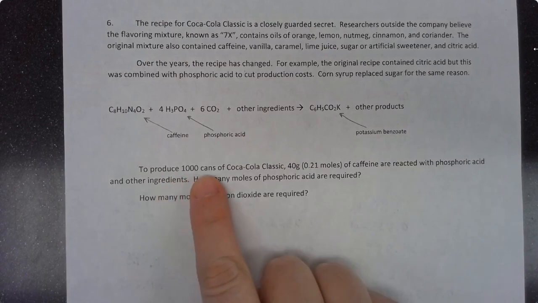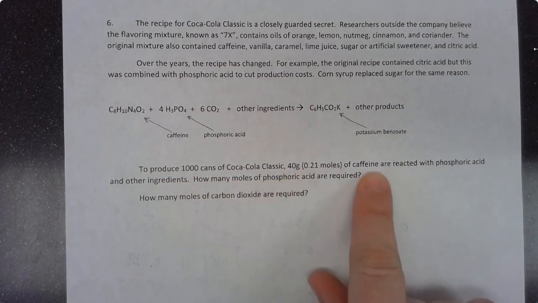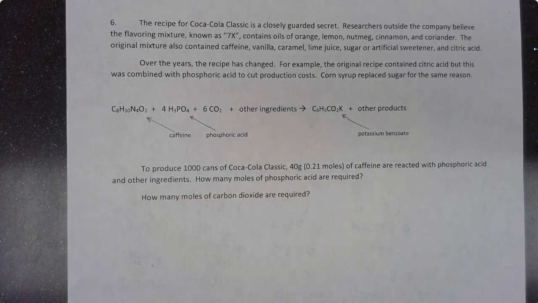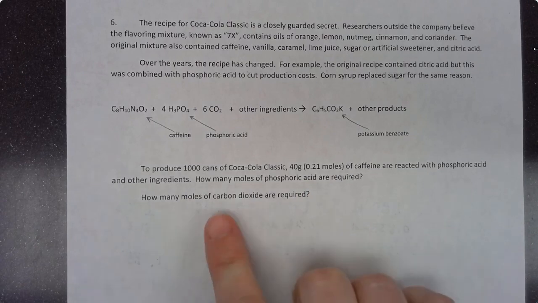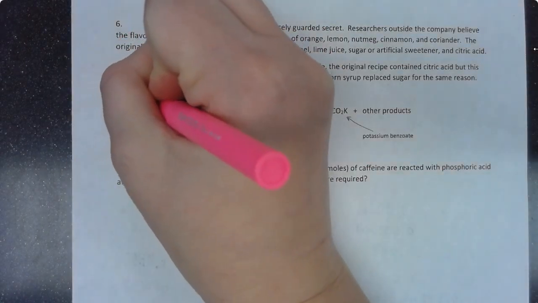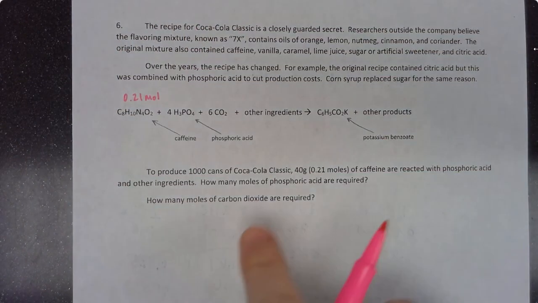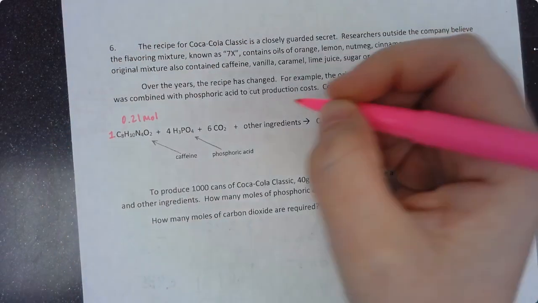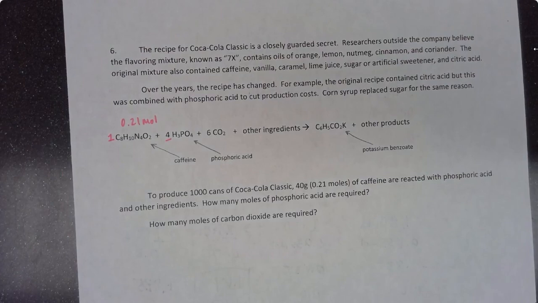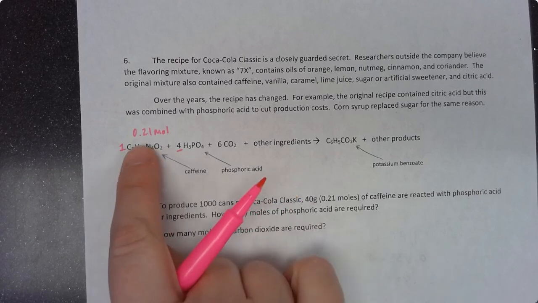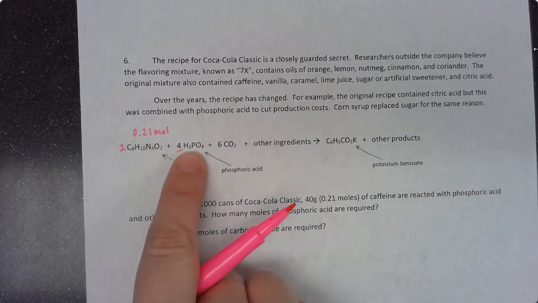To produce 1,000 cans of Coca-Cola Classic, 40 grams of caffeine are reacted with phosphoric acid and other ingredients. How many moles of phosphoric acid are required? Okay, the fastest way to do that is to say caffeine is going to be 0.21 moles, right? And it's asking us about phosphoric acid. Caffeine has a coefficient of 1. Phosphoric acid has a coefficient of 4. So the number of moles of phosphoric acid in a 1-to-4 ratio is 0.21 to 0.84.